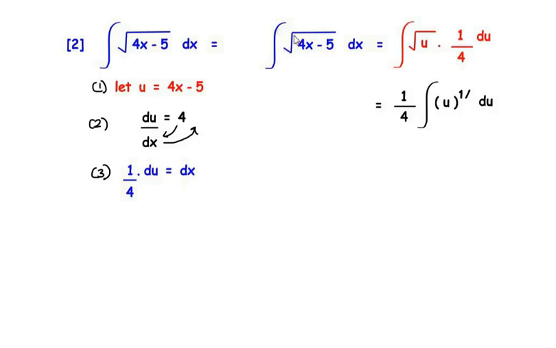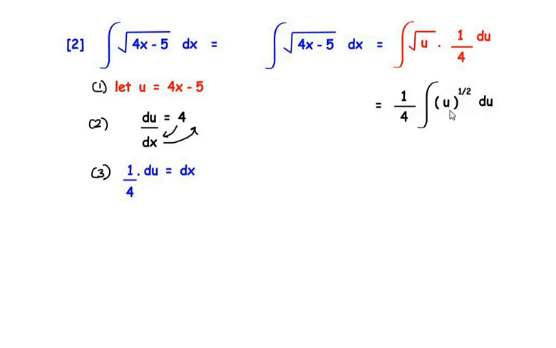So integration of square root of 4x minus 5 dx will be equal to integration of square root of, now in place of 4x minus 5 we have replaced u, times, now dx is being replaced by 1 over 4 du. Now 1 over 4 is a constant, so we are going to take it out of the integration sign. So we get 1 over 4 integration of, now square root can be written as a fractional power. So here we have written u to the power of 1 over 2. So square root is being written as 1 over 2 du.